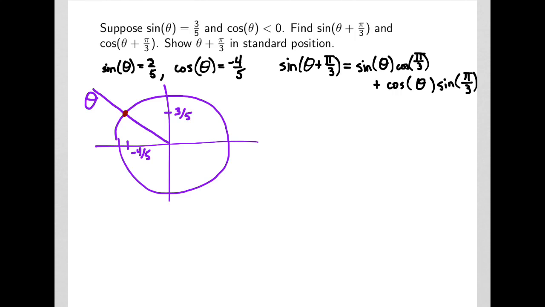Notice that I always need to have the sine of theta and the cosine of theta, and the cosine of pi over 3 and the sine of pi over 3, and the sine sum identity is always the same sine. So notice we know what the sine of theta is, that's 3/5, and we know the cosine of theta, that's negative 4/5. We need to remind ourselves of the angle pi over 3, and recall that pi over 3 radians is the same as 60 degrees. It's a third of a half circle.